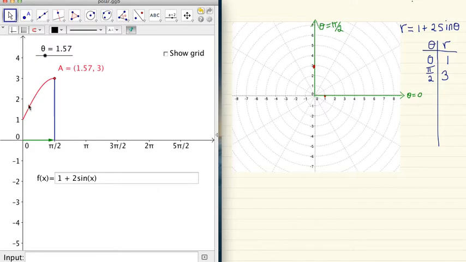When I look at the curve y equals 1 plus 2 sine x between theta equals 0 and theta equals pi over 2, it's increasing. So I want to draw my curve going through quadrant 1. The angles between 0 and pi over 2 are those angles. As I draw the curve in that quadrant, I should make it so that r is increasing from 1 to 3, so something like that.